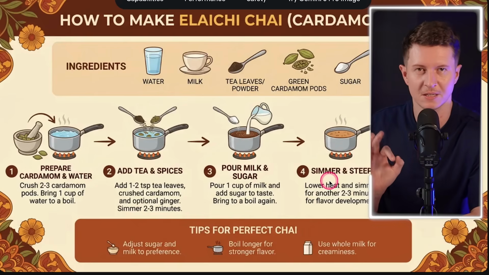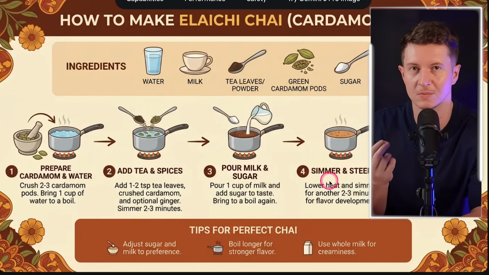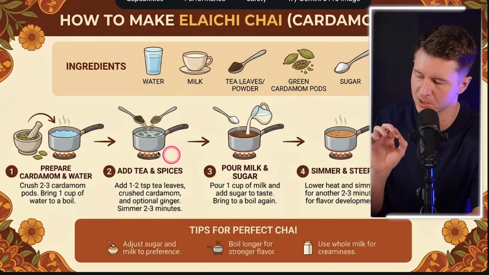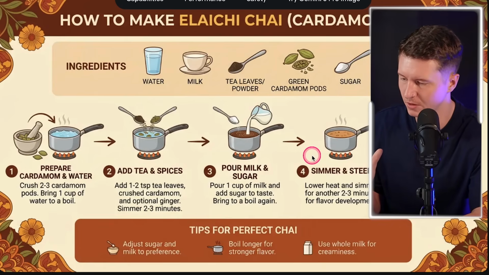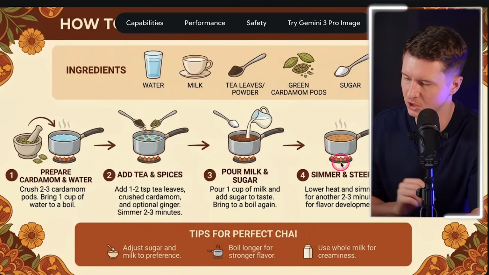Now, the level of detail in this model has massively increased, and it's now capable of creating images up to 4K in resolution. And that means we can have much finer and more detailed text. And as you can see here, we've got an extremely dense infographic explaining how to make chai tea.